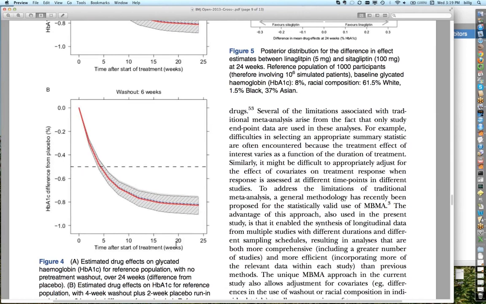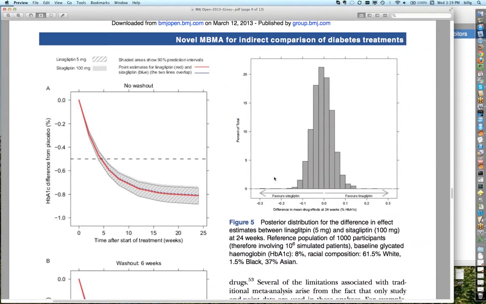And then this histogram on the right is now looking at the difference in effect between linagliptin and sitagliptin here. So is that the direction? Yeah, so it's got to be linagliptin minus sitagliptin here. You can see it's pretty cleanly centered about zero. And the range is not too bad. It's a fairly reasonably narrow band here.